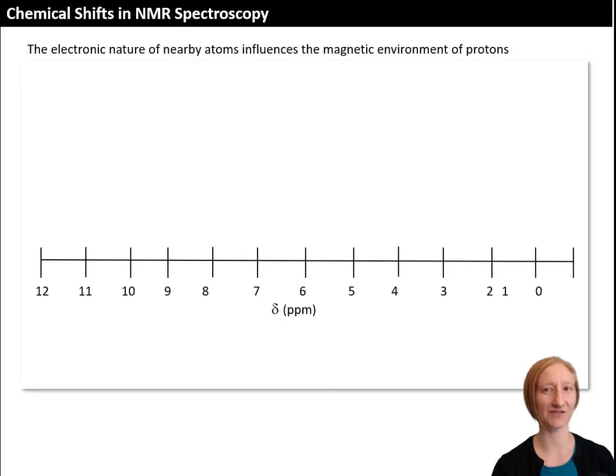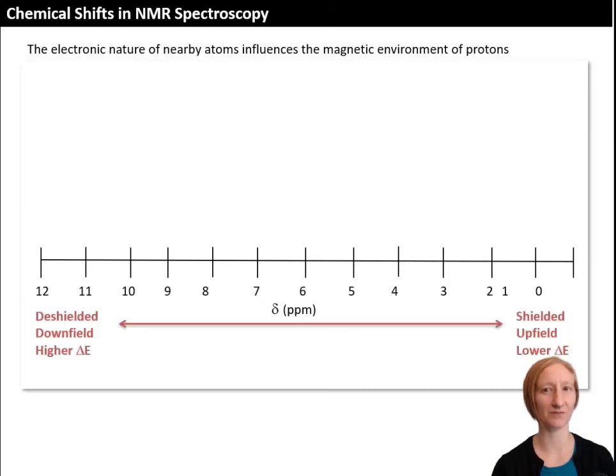Hydrogens that feel less or very little of that magnetic field appear at lower chemical shifts, or to the right of our spectrum, and we say they're shielded from the magnetic field. And protons that feel much more of the magnetic field appear at higher chemical shift values on the left side of the spectrum, and we say they are de-shielded. Shielding occurs when protons are protected or blocked from feeling the external or applied magnetic field. And those protons are shielded by electrons, by electron density.